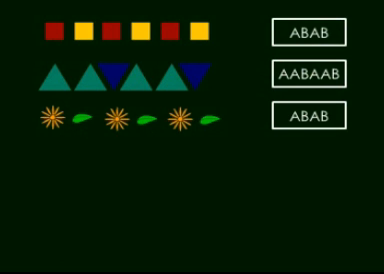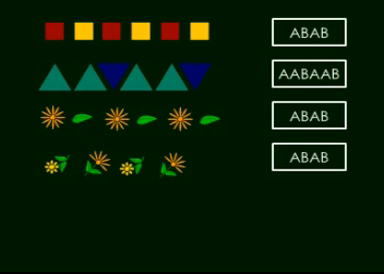Next. What do you see here? One flower is there. Another flower is in opposite direction. Then the same flower. Then again the flower in opposite direction. So it is again ABAB type pattern.